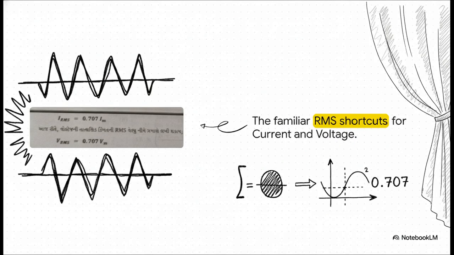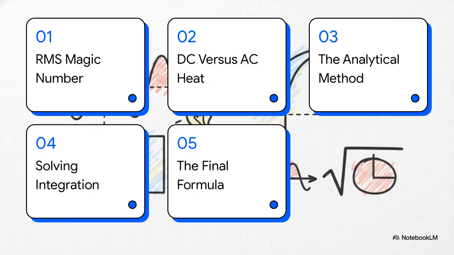Now, what's really interesting about this slide is that practically every single physics student has these textbook shortcuts for finding the root mean square, or RMS, for current and voltage totally memorized. And they're incredibly useful for getting a quick answer, for sure. But they're almost treated like a magic trick. So we're going to pull back the curtain. We're going to completely reverse engineer these exact formulas using pure calculus to figure out exactly why that 0.707 has to be there.